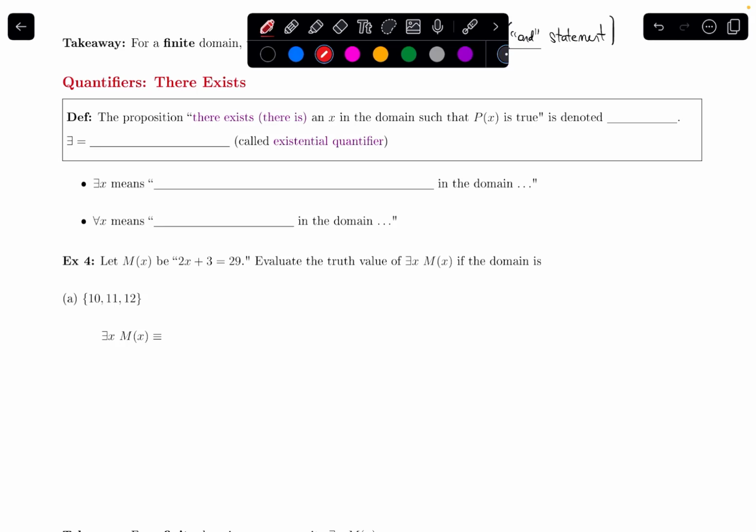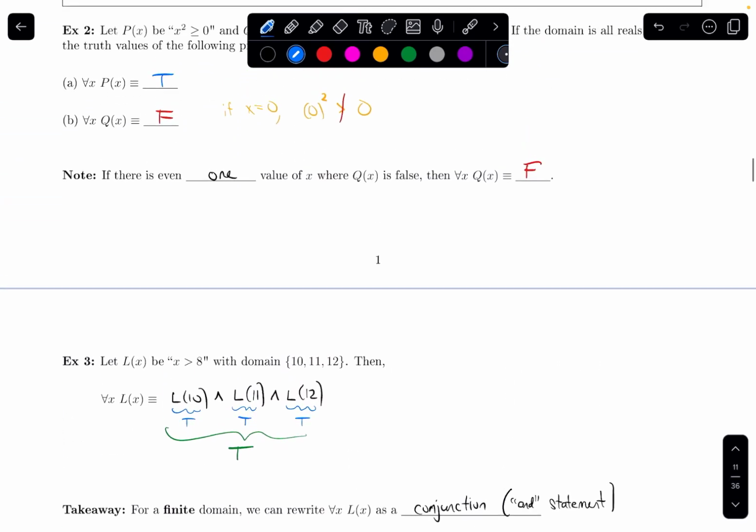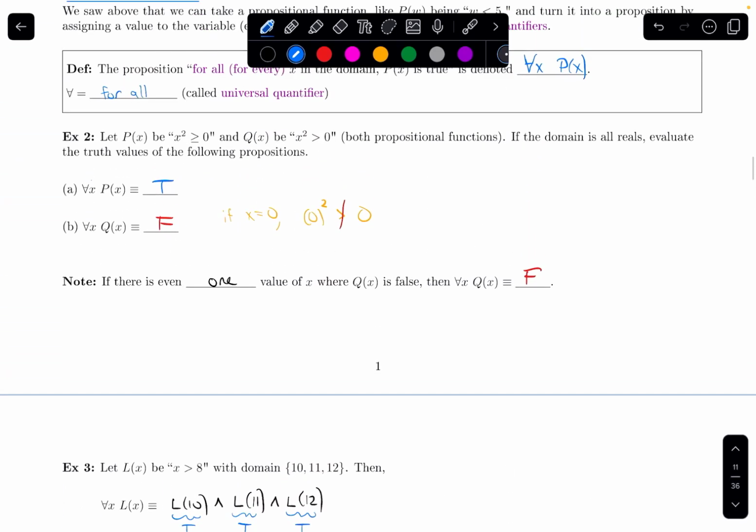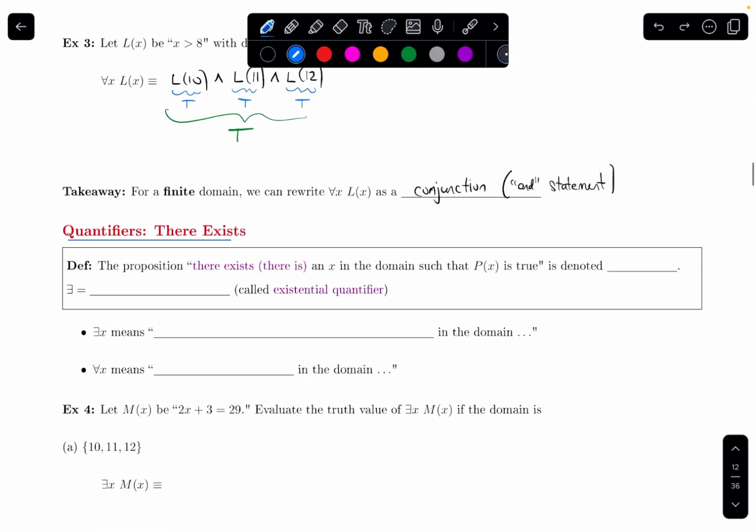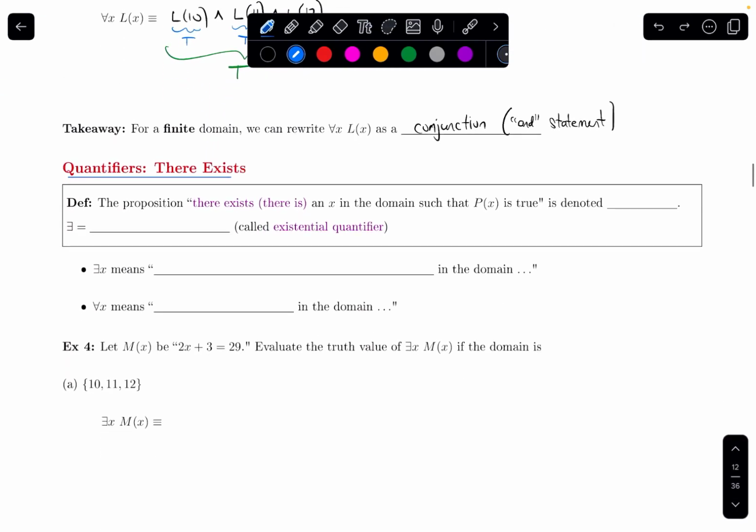In this video, we are going to talk about the there exists quantifier. So we've already seen in our last video the for all quantifier. So this symbol right here represented for all x such that p of x happens. Okay, so now I want to have a way of expressing the phrase there exists.